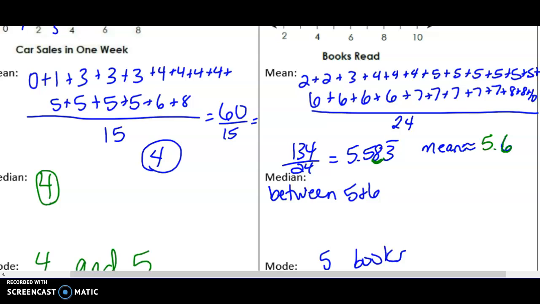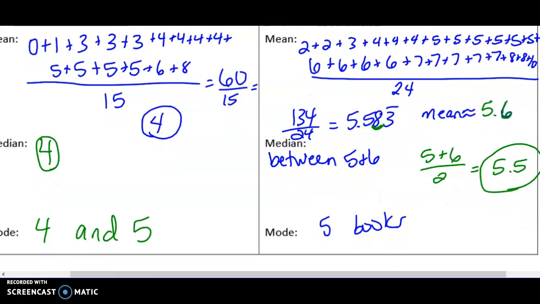All right, median, when I did that one, I got it perfectly between 5 and 6. So remember, if you have an even set of numbers, you have to add those middle 2 numbers and divide by 2. So it ends up being 5.5. And finally, the mode, the number that happens most often was 5.